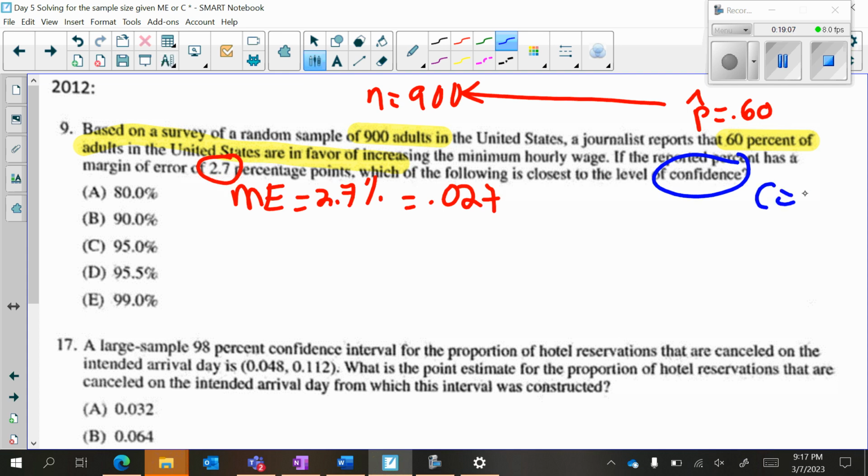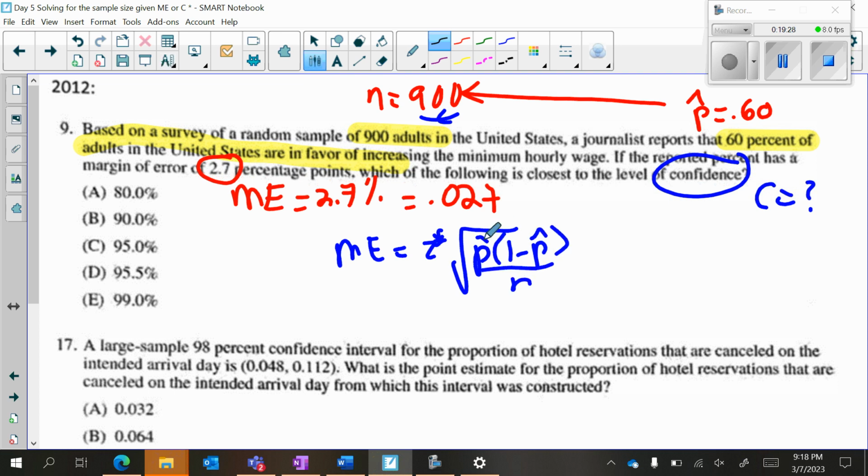So this time they're not asking you to solve for N because they gave you N, 900. This time they're asking you to solve for the confidence level. So if you remember, the formula for margin of error is statistic plus or minus critical value Z star times standard deviation of the statistic, which is square root of P times 1 minus P over N. They're telling me that this margin of error equals 0.027. So we know that on the right. Z star is what's going to be the unknown here because we don't know the confidence level. So we're going to leave Z star.